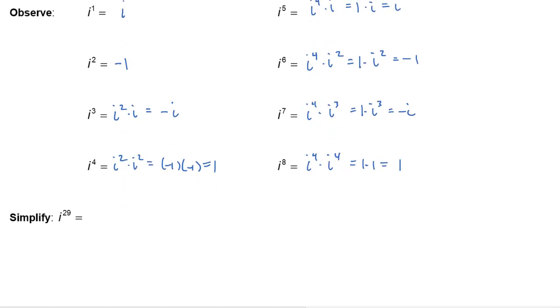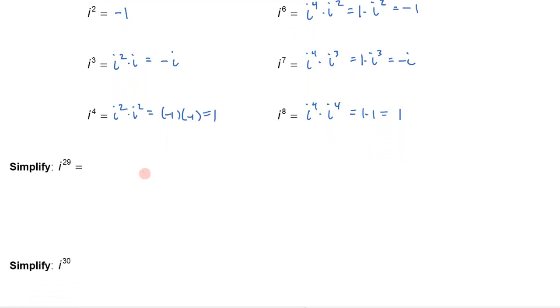So if I had like i to the 29th power, I could just simply write this as i to the fourth power and then ask myself, well, how many groups of 4 do I have in 29? Well, there's 7 of them, right? If I took i to the 4 seven times, that'd be i to the 28th power, and I'd have an i left over. So this is just the same thing as 1 to the 7th power times i, and of course 1 to any power is 1. So that's equal to i.